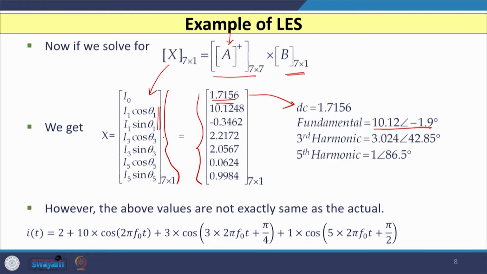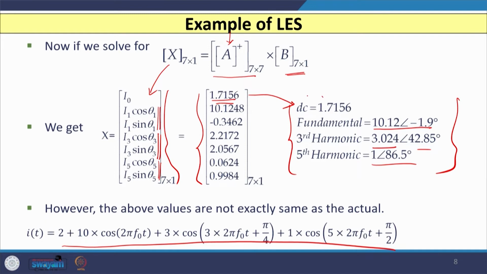Similarly, if you see the third harmonic, that is I 3 cos theta 3 plus j I 3 sin theta 3, then you will have the magnitude 3.024 and angle 42.85. And same way for the fifth harmonic term, you will have the value 1 angle 86.5 degree. However, if you compare this value with the actual value of the signal which is given by this, then you can see that the actual value of DC is 2, whereas you obtain 1.71.